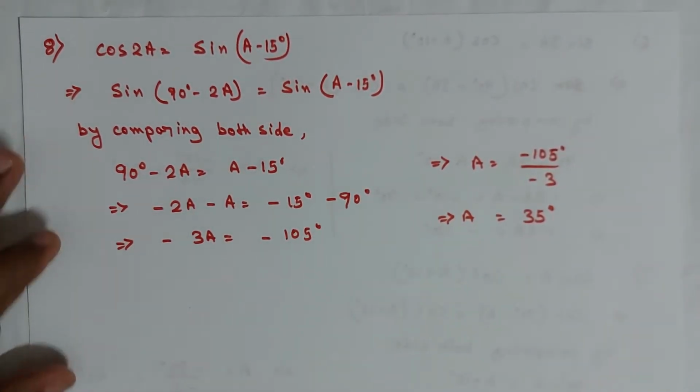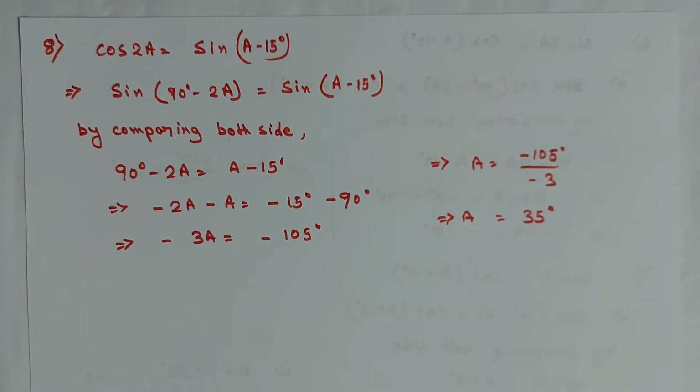Here you need to verify, since it is given in the question that 2A is an acute angle. So 2A means 70 degrees. You need to check that very carefully. If it is not an acute angle, then there must be something wrong in our math, and we need to go for calculation re-verification. So moving to the next question.